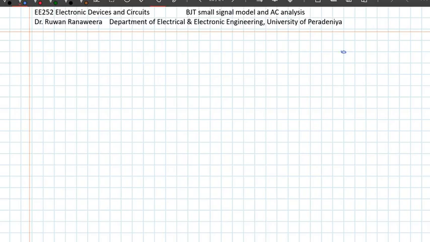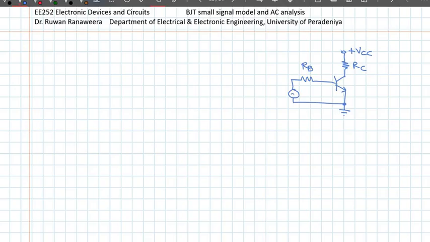Okay, so we have a common emitter circuit. Very simple one. Let me choose a signal source connected to this through a resistor, or this is plus VCC, RC, and let me call this RB.